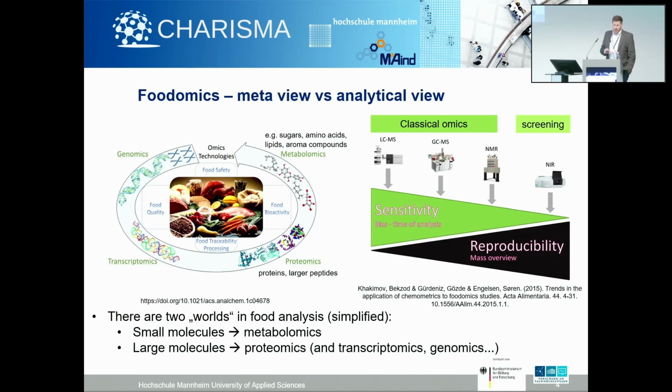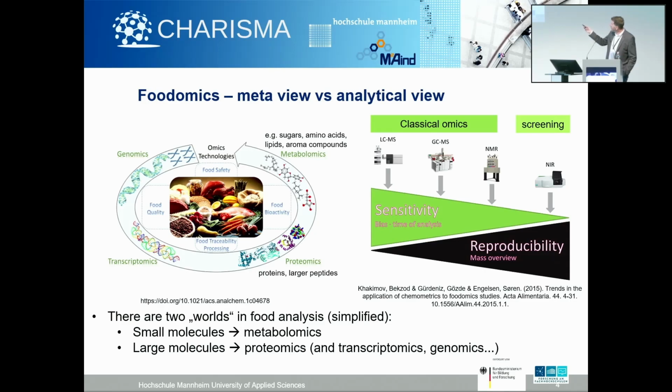So food omics, which is again another modern word in the omics field, if you look at the meta view, can be divided into basically four fields: genomics, transcriptomics, proteomics, and metabolomics, going down basically in the size of the molecules we're talking about, that can cover food quality, bioactivity. An important field is food safety and traceability. So terms and topics that are really important in this context.